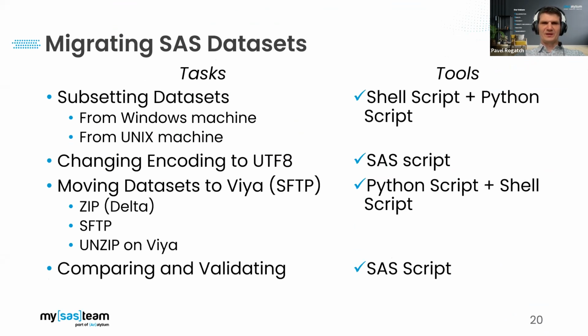Migration of SAS datasets. To migrate datasets, we had several tasks. First, we had to subset datasets. SAS datasets were spread over Windows machines and Unix machines. So we had to bring them together in one place and migrate them to a new platform. For that, we used a shell script and a Python script. And then we had to change encoding of SAS datasets to UTF-8.